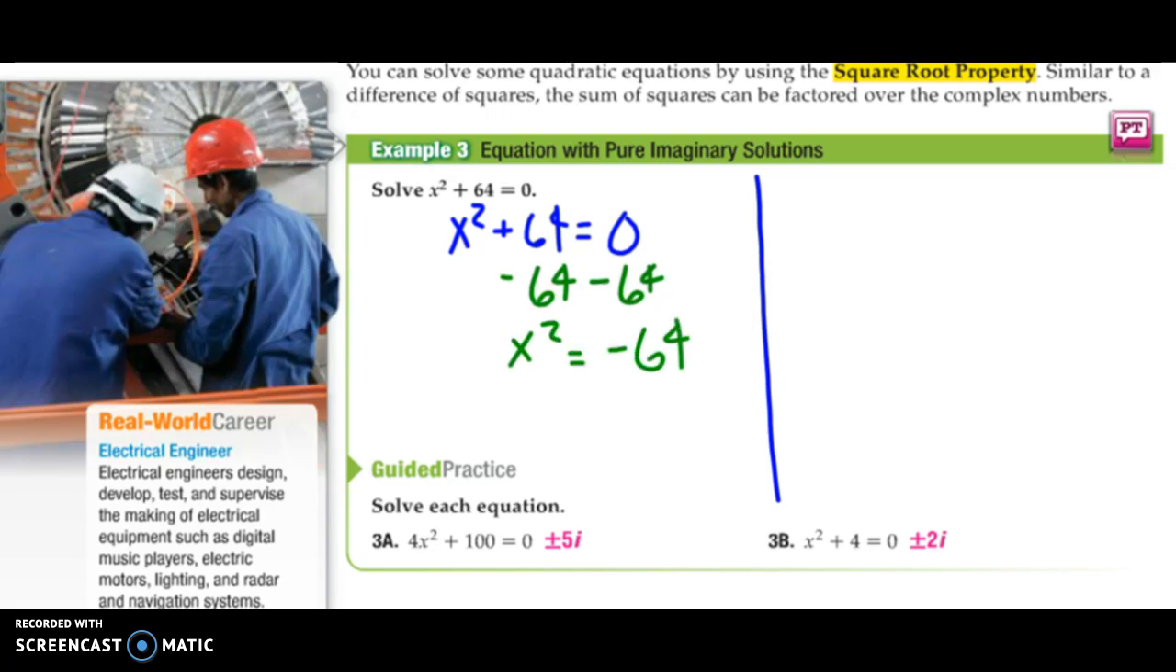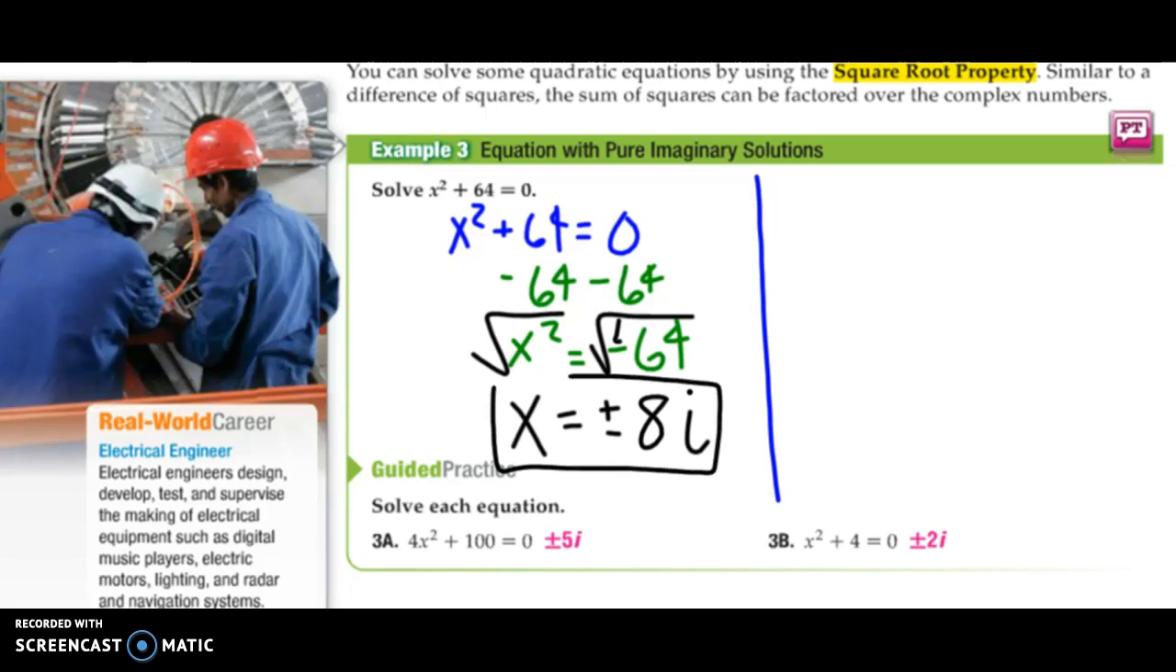Well, how do you get x by itself? You square root both sides. And so you get x equals, now just like normal square roots, you can either have positive or negative answers. Now the negative is what's going to give us an i, and then the square root of 64 is going to be 8. So my two solutions are plus or minus 8i.